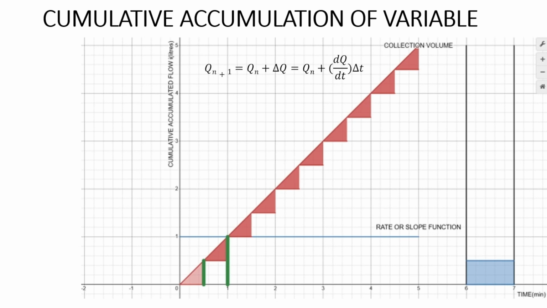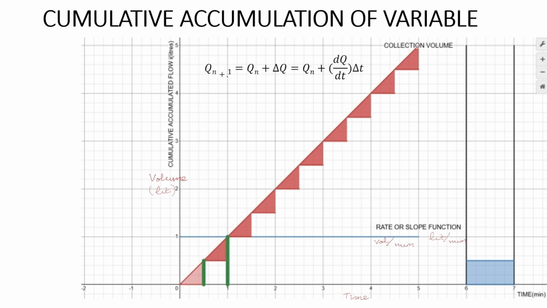Next we will consider the cumulative accumulation of the variable considered in this problem. The variable considered in this problem is volume. So in the tank, cumulative accumulation of volume is taking place. Volume is given on this axis, and time in minutes is given on the x-axis, and the cumulative accumulation is based on the rate of accumulation. The rate of accumulation is given by volume per minute, in other words liters per minute. In this problem we are considering liters.